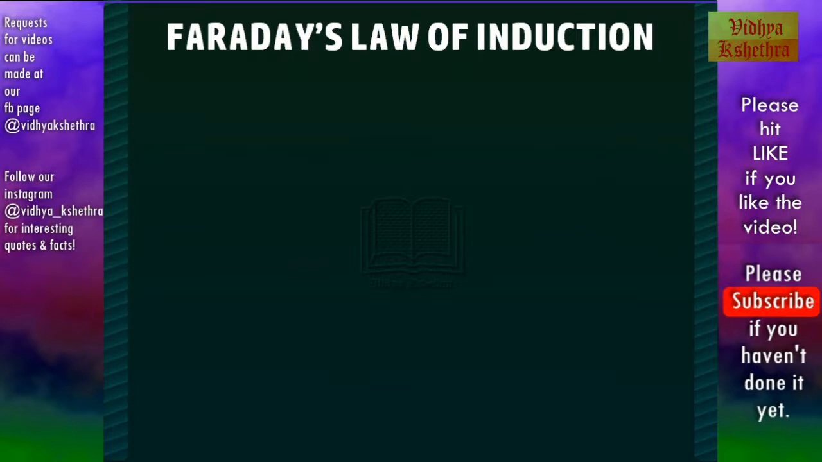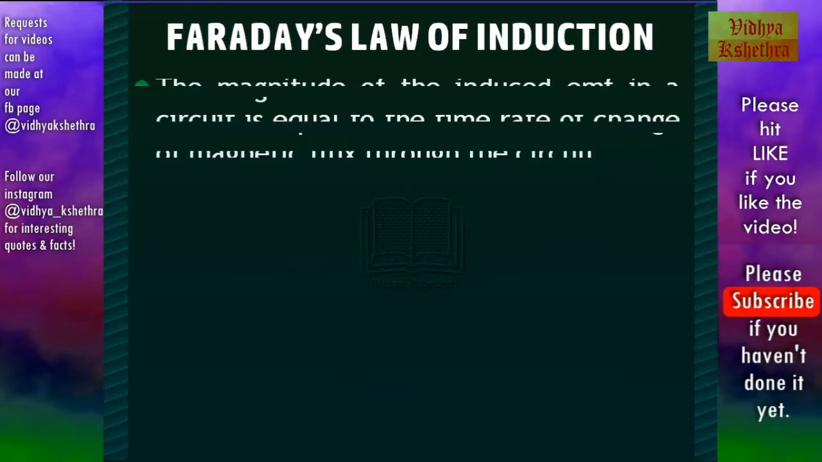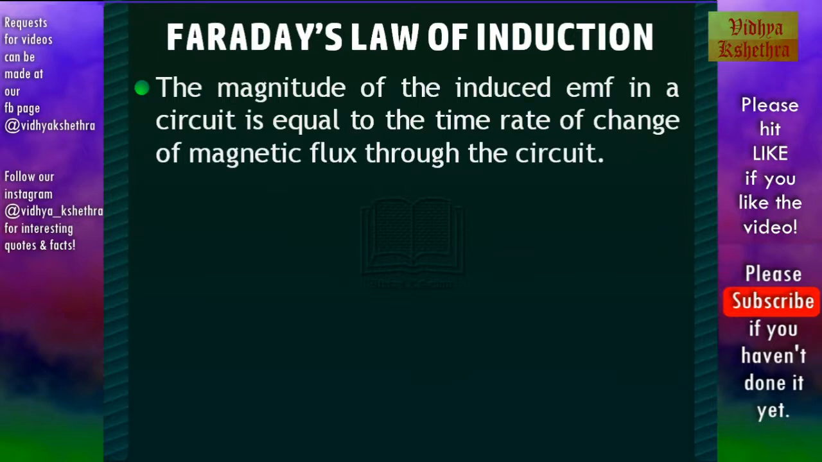Now we shall see Faraday's law of induction. The statement is: the magnitude of induced EMF in a circuit is equal to the time rate of change of magnetic flux through the circuit. Mathematically, we can write the induced EMF, epsilon, equal to negative d phi B by dt. It shows that the induced EMF is in a direction opposite.